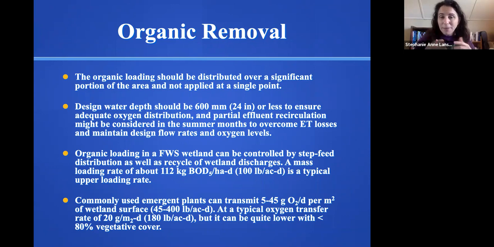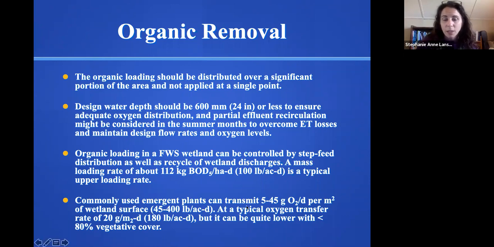And again, the depth should be about 24 inches or less, to assume that we are going to have some aerobic oxygenation if we have a lot of organic matter coming in. We might even need to do partial recirculation in the summer months to overcome the evapotranspiration loss to maintain design flow rates. Again, we can control it by step feed distribution, varying it throughout, or recycling of the discharge. A loading rate of about 112 kilograms BOD per hectare per day is a typical upper loading rate that we don't want to go over.